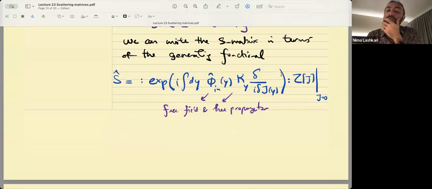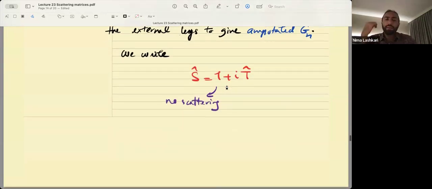with a similar derivative as well. All right.